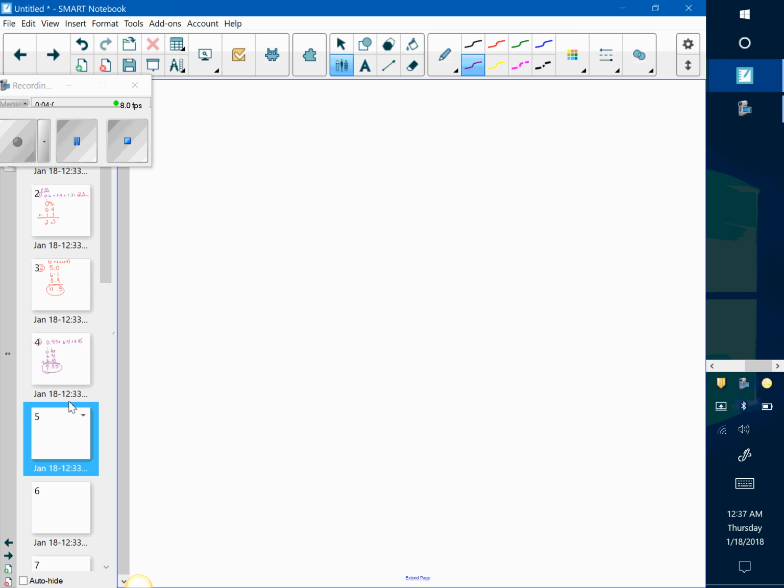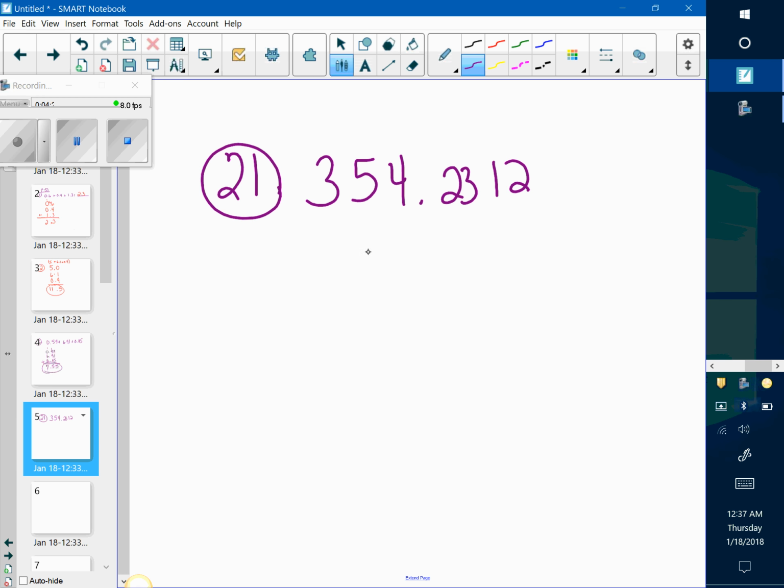Okay, those are pretty simple. And of course, numbers 1 through 20 are exactly like that. And then you go over to question 21, and they have it formatted for you. So the first one here would be 354, and 2312. And then underneath it, you want to put 5.1092. And then you're just adding those up.